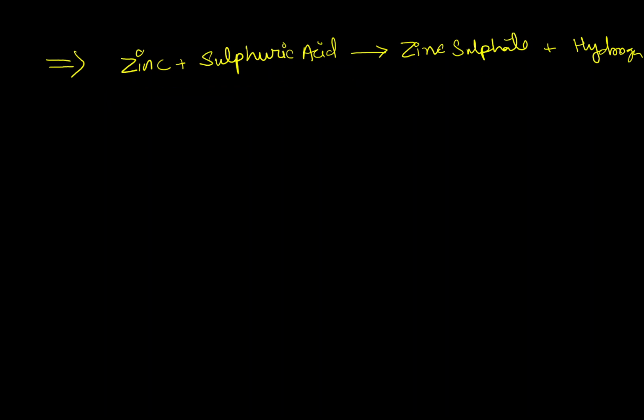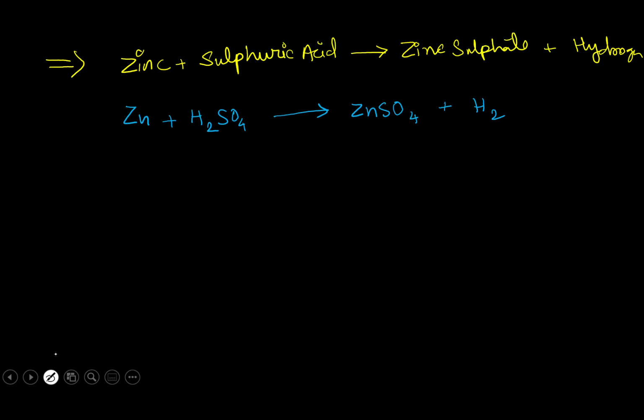So zinc is denoted by Zn, and sulfuric acid is H2SO4. Now, and zinc sulfate, I want you to pause the video and try this out for yourself. Now, zinc sulfate is going to be ZnSO4, and then I'm left with H2, so I'll add H2 here, which is hydrogen. Now let us observe a few things in here.